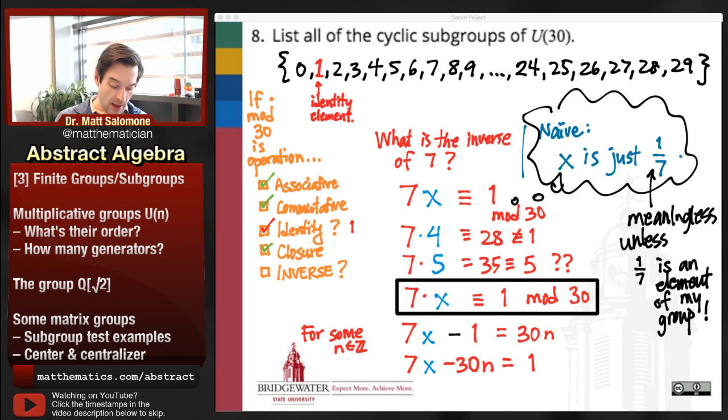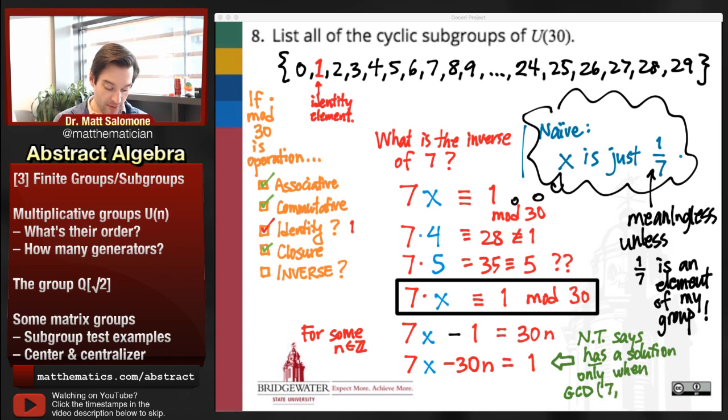And so the one bit of number theory that we're going to plug into this mix is as follows. Number theory says that this has a solution only when the greatest common divisor of 7 and 30 is equal to 1, 1 being that right-hand side, and 7 and 30 being the coefficients on the left-hand side.